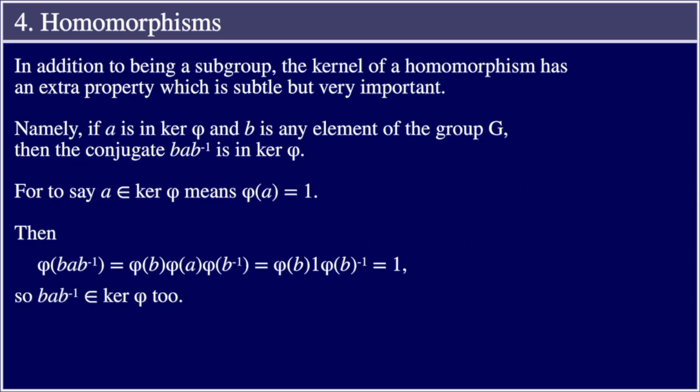In addition to being a subgroup, the kernel of a homomorphism has an extra property, which is subtle but very important. Namely, if a is in the kernel of φ and b is an element of the group G, then the conjugate bab^-1 is in the kernel of φ. For to say that a is a member of the kernel of φ means that φ(a) = 1. Then φ(bab^-1) = φ(b)φ(a)φ(b)^-1 = φ(b)·1·φ(b)^-1 = 1. So bab^-1 is a member of the kernel of φ.